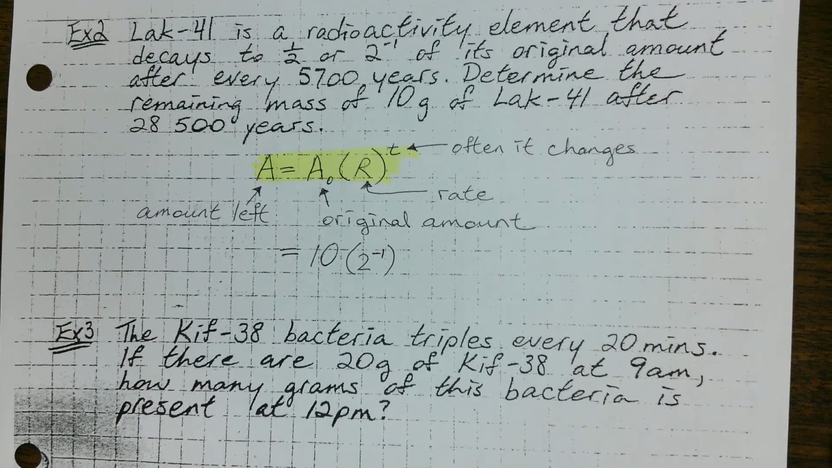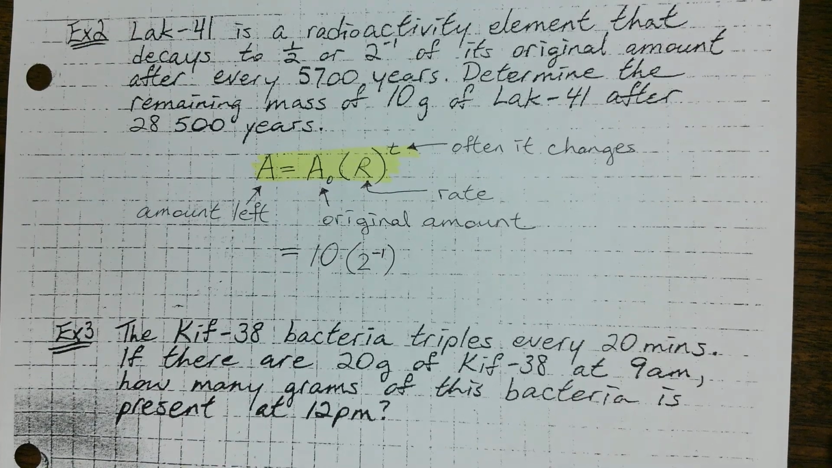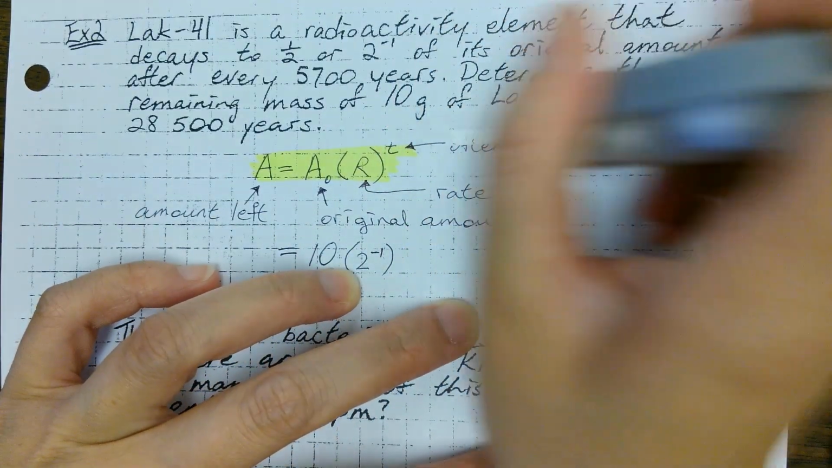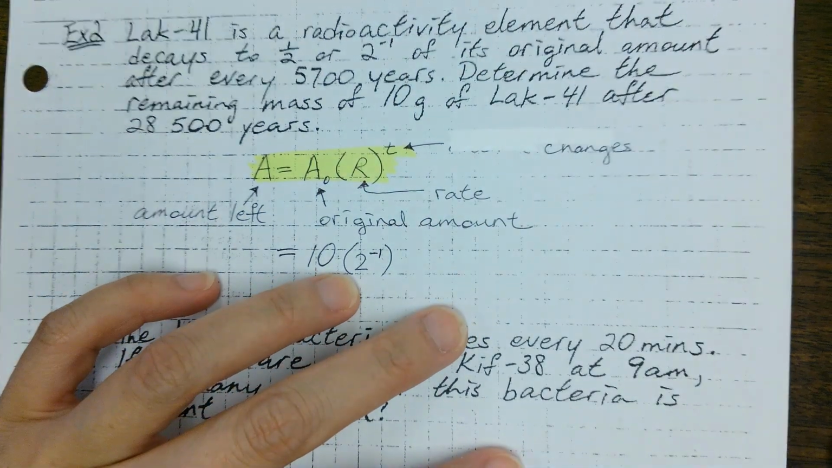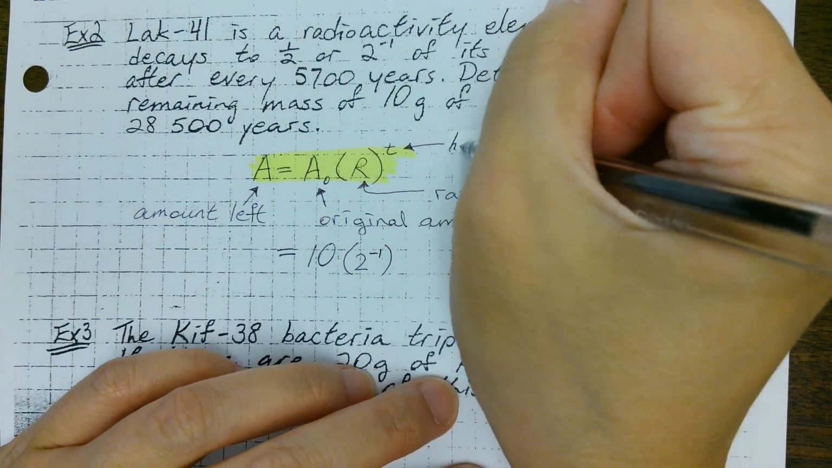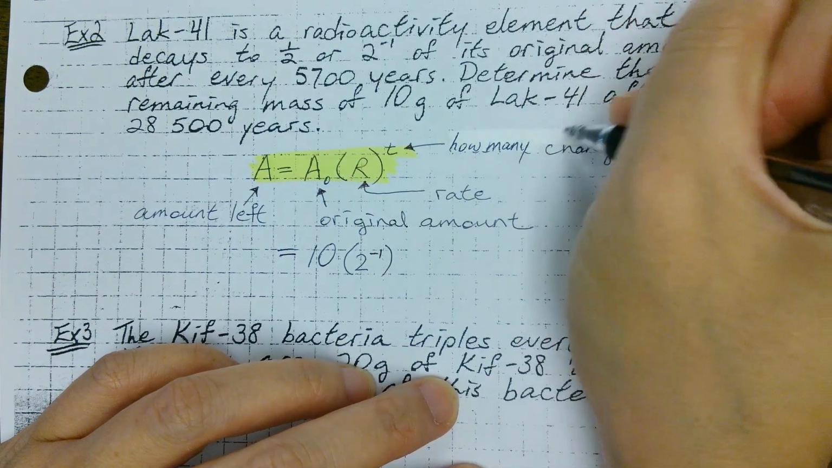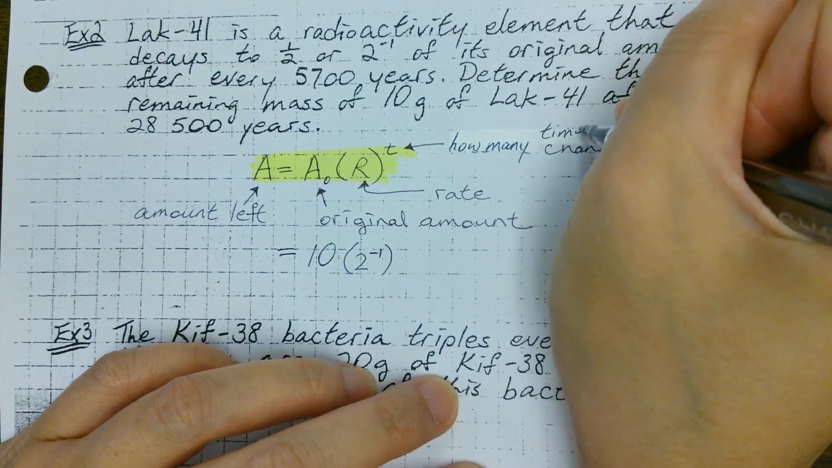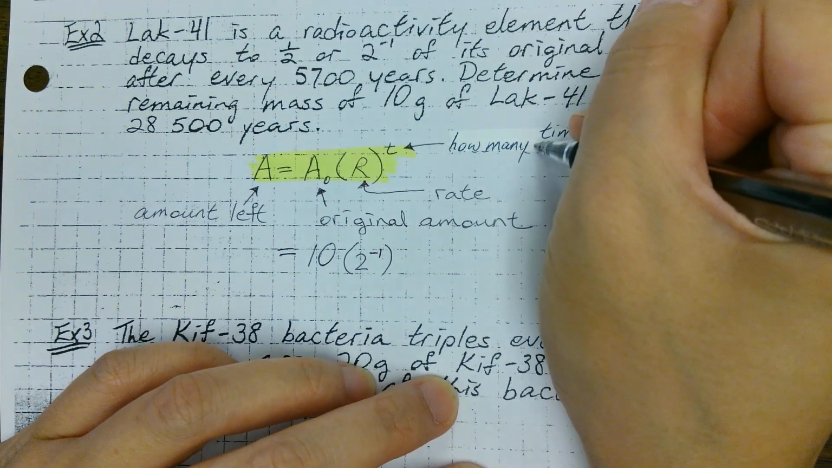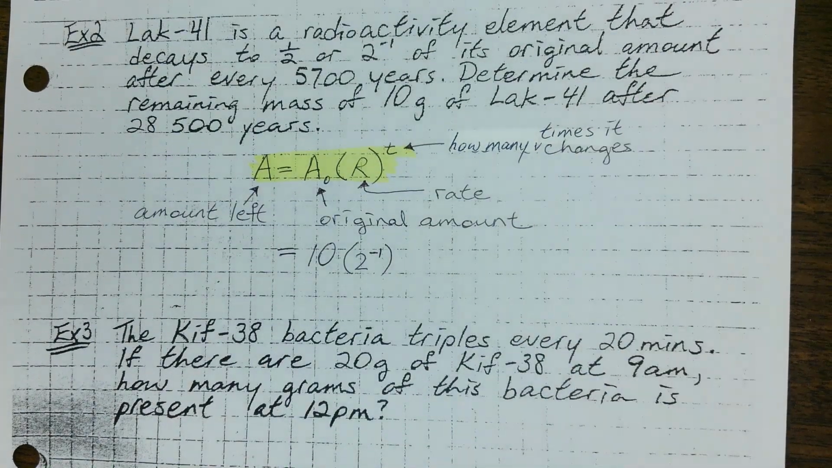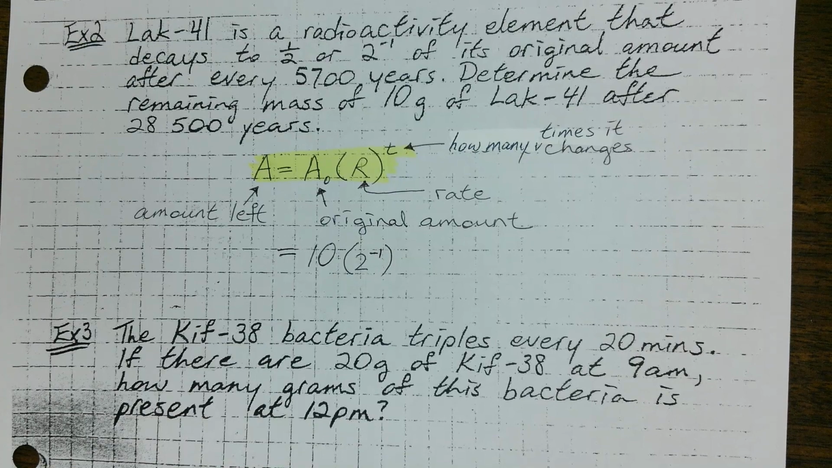Sorry, actually, you know what? Let me rephrase that. How many times did it change? I think that makes more sense, easier to understand. Instead of saying how often, I'll just say how many times it actually changed.